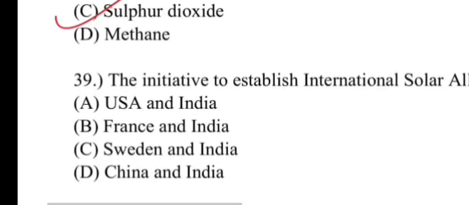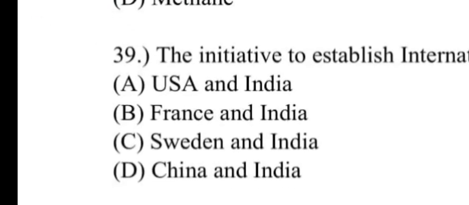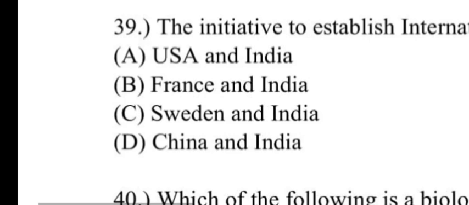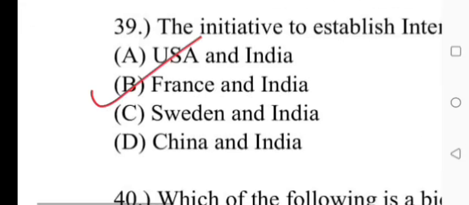39 says, the initiative to establish International Solar Alliance was jointly taken by whom? US and India, France and India, Sweden and India, China and India. So from solar alliances, question will come for sure. So please try to stick to the syllabus and try to know about it. 39, correct option will be number B, that is France and India. These two countries have played a pioneering figure.